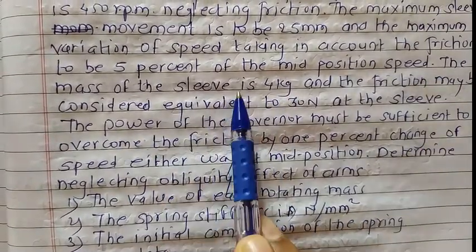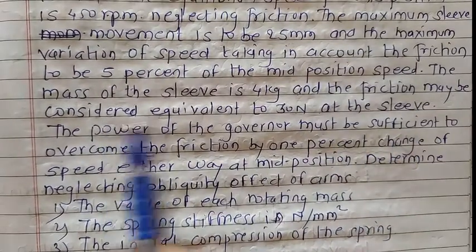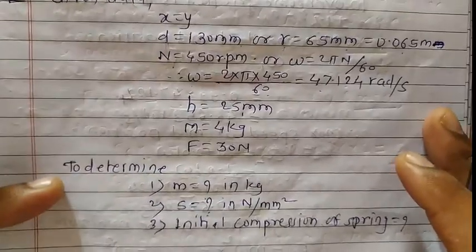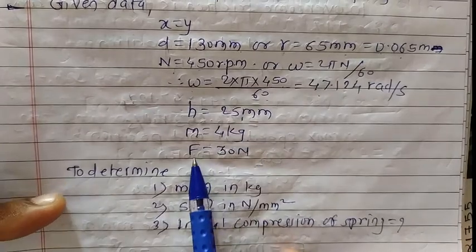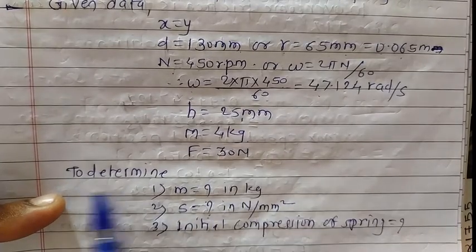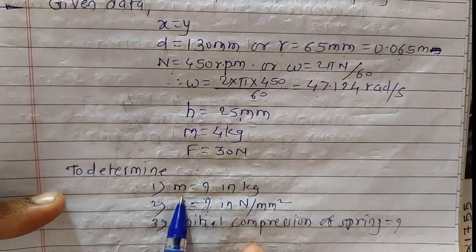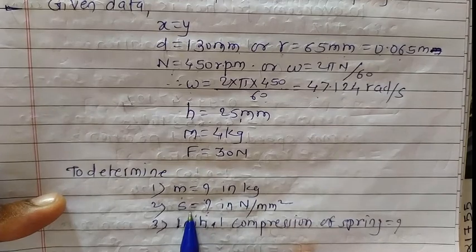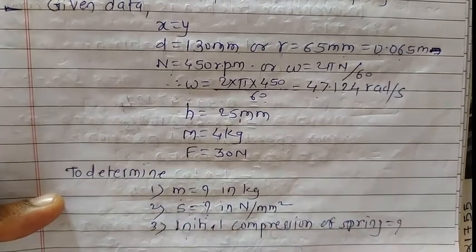The mass of the sleeve is 4 kilogram, and the friction may be considered equivalent to 30 Newton at the sleeve. This information we have. So here the mass of the sleeve is 4 kilogram, the friction value is 30 Newton, and our target is to calculate, first, the mass of each rotating fly ball in kilogram. The next one is the spring stiffness and initial compression of the spring.